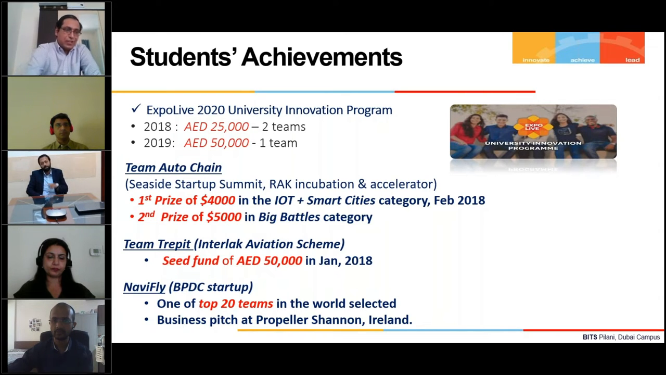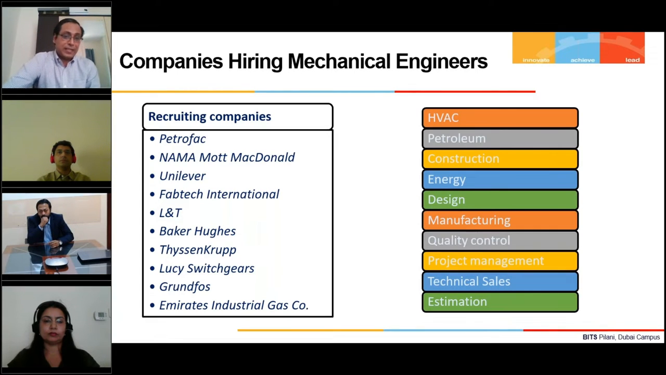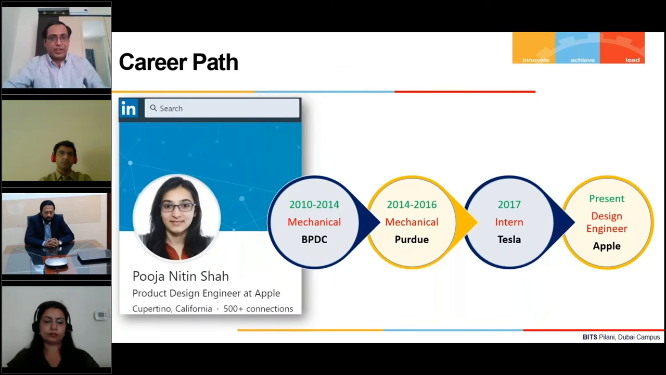So what I am trying to tell you is that our students have performed exceptionally well, both on the academic innovation as well as on the entrepreneurial side. Our graduating students are well placed in several companies. What I'm showing here is a list of companies that have hired our students, namely Petrofac, Mott MacDonald, Unilever, L&T, Baker Hughes, and many more. The list is not complete for the shortage of space. These students have been assigned various jobs, performing different roles, particularly in the HVAC industry, petroleum industry, construction industry, as well as technical sales estimation. So our graduating students, equipped with what we have taught them, are capable of performing at the highest level over a broad spectrum of areas.